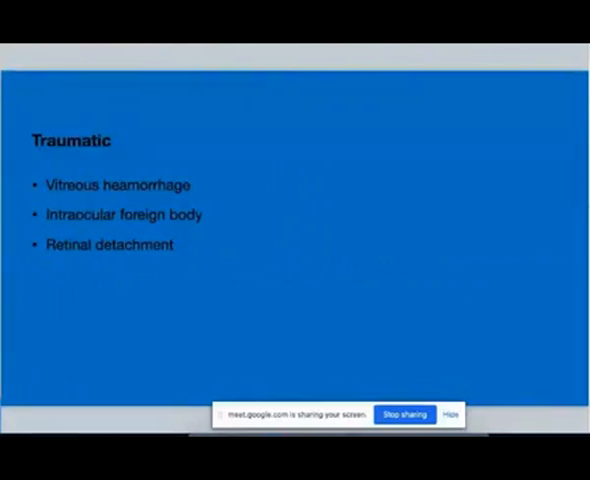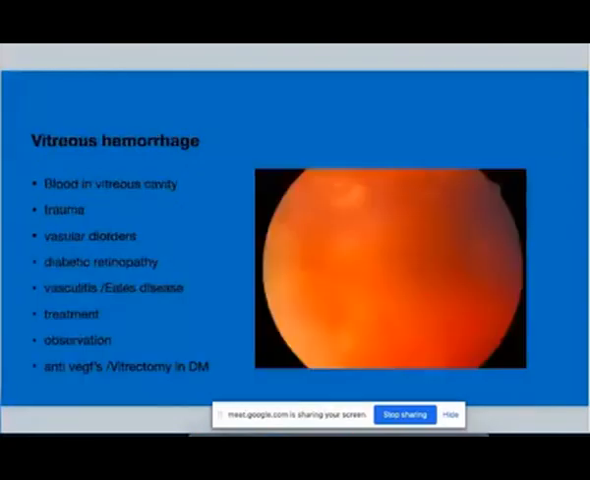Then the second category is your traumatic. So what we commonly see in our OPD is patients coming to us with vitreous hemorrhage. Patients coming in the emergency come with intraocular foreign bodies, and the retina clinic where we do the most surgery is for retinal detachment. So one by one, I'll show you some pictures about these conditions. So what is vitreous hemorrhage? Vitreous hemorrhage is when there's blood in the vitreous cavity. So usually the vitreous is a clear transparent gel.